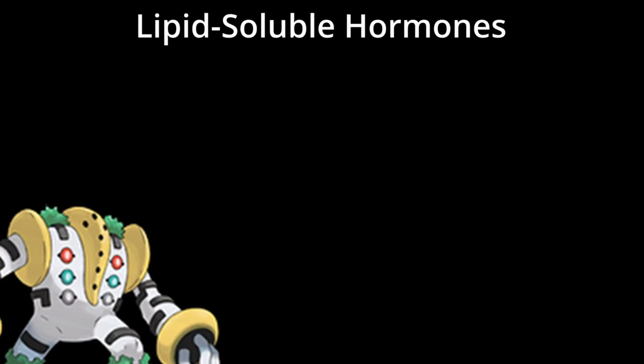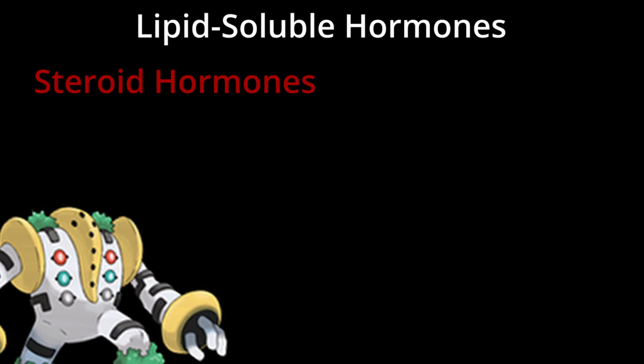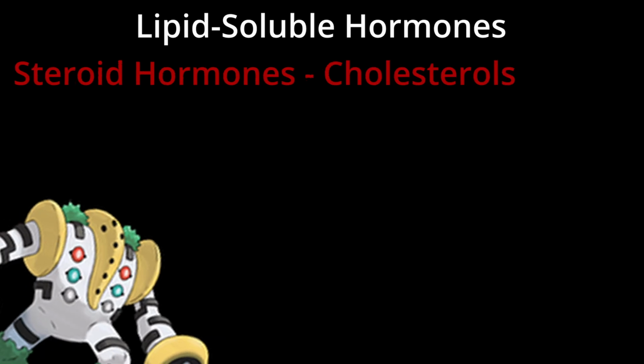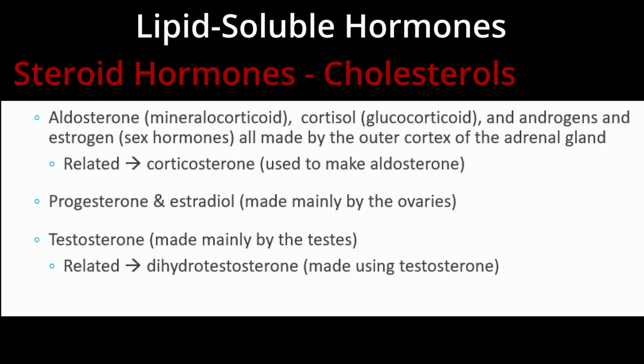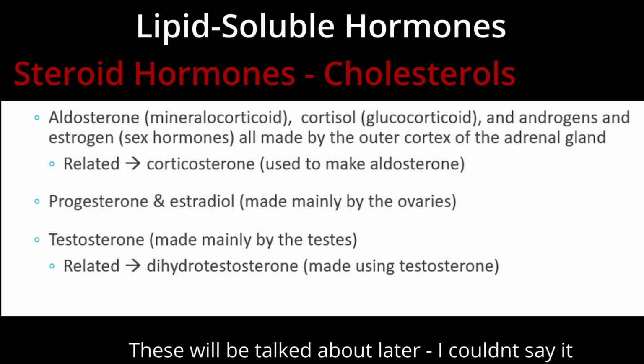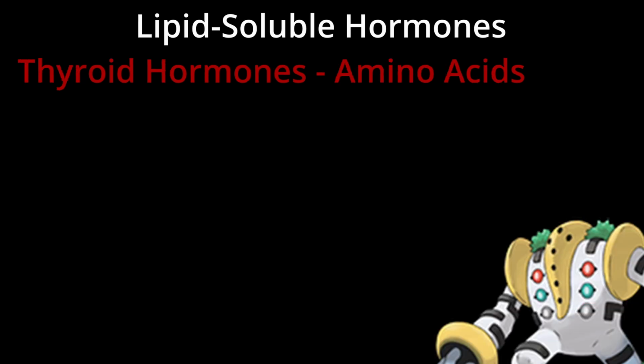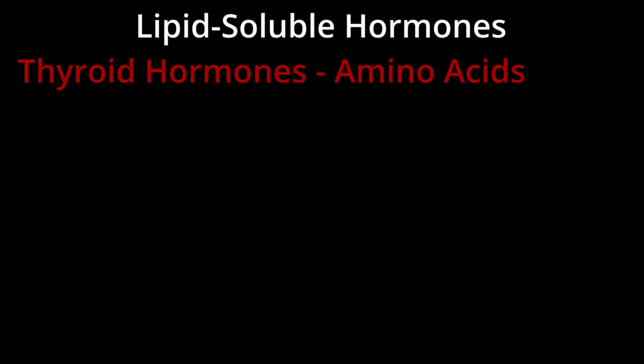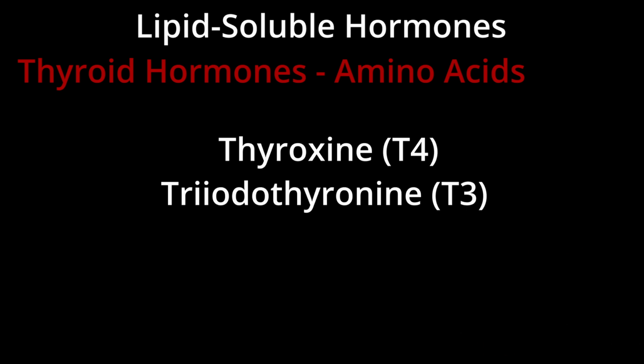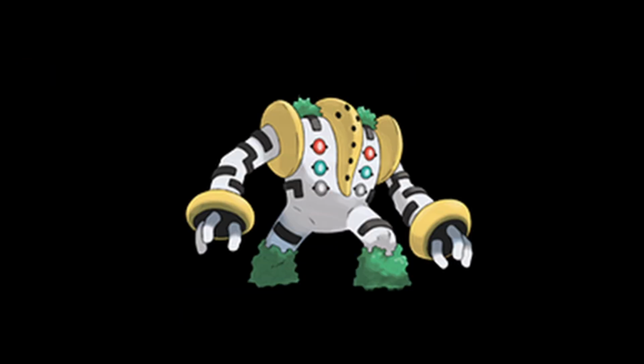There are a lot of examples of lipid-soluble hormones, the most important being steroid hormones, and they derive from cholesterol. This includes thyroid hormones are amino acids that are also lipid soluble. This includes. Don't worry, this is a lot, but will be covered a lot later.